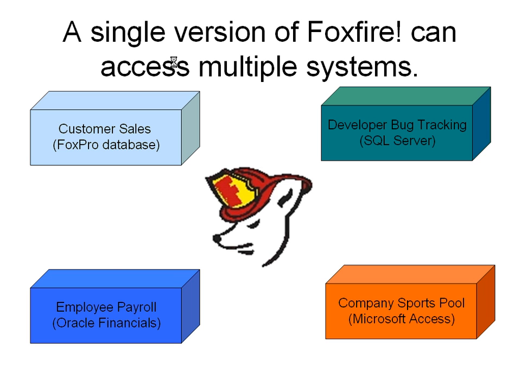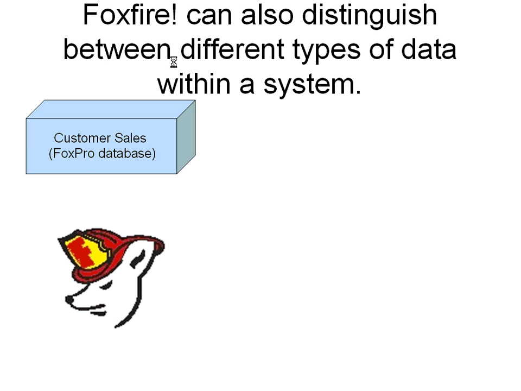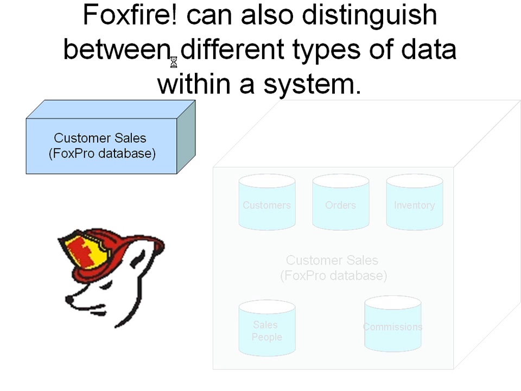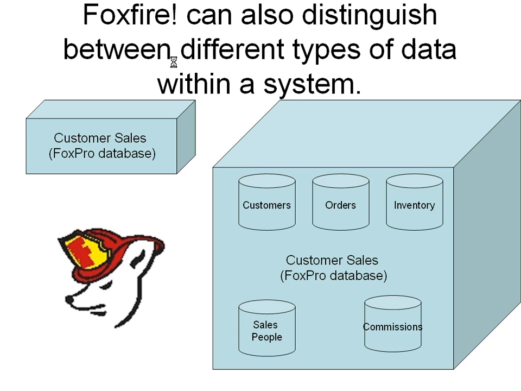But Foxfire also has another advantage. Foxfire can distinguish between different types of data within a single system. Let's take the example of the customer sales database. This database itself may have several tables set up: customers, orders, inventory, stuff that everybody needs to be able to report on in order to do their job.